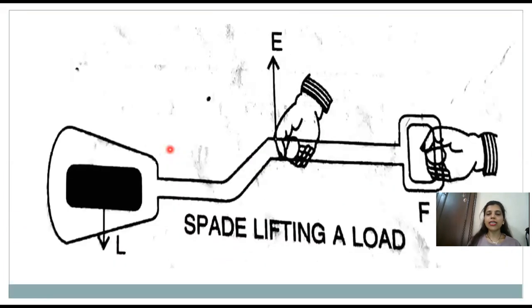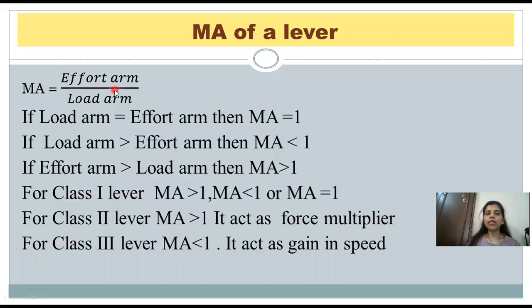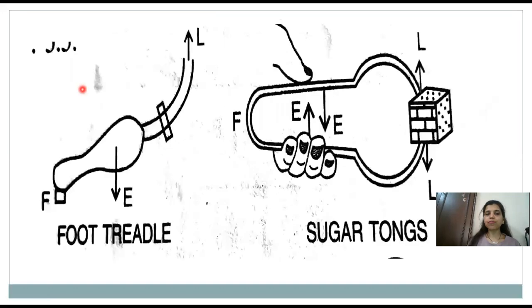So the formula is effort arm upon load arm. So here we don't write load upon effort for the lever. As it is a machine, even load upon effort is applicable for the lever. But because we have two arms, effort arm and load arm, the mechanical advantage formula for the lever is effort arm upon load arm. So let's see now for the class 1 lever first.